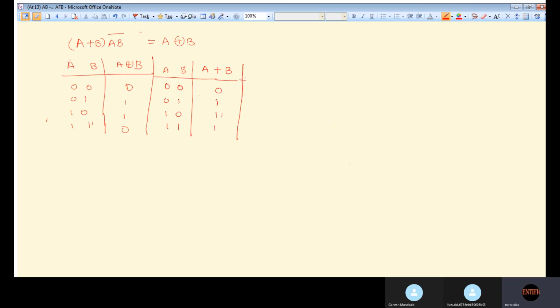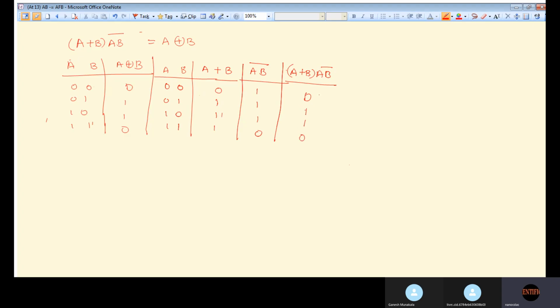Okay, so next AB bar. What is AB bar? AB bar అంటే it's nothing but NAND gate operation. We will get 1 1 1 0. So final logic equation ఏంటి, A plus B into AB bar. Okay, so ఈ రెండు మల్టిప్లై చేయాలి: 0 1 1 0.